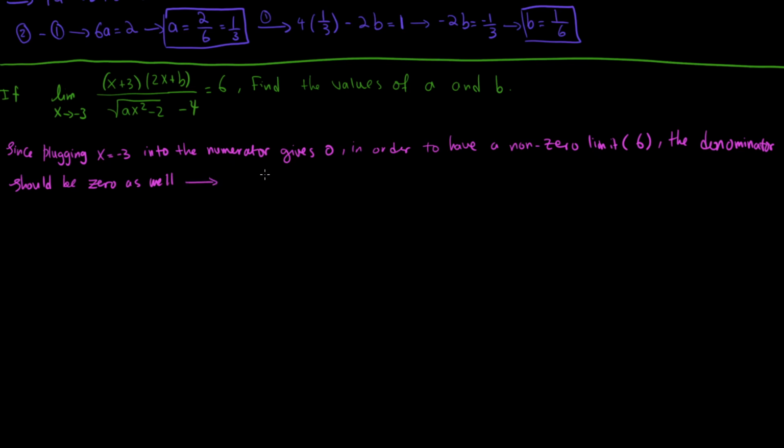So let's plug it in. So we get square root of a times minus 3 squared minus 2 minus 4. This should be equal to 0. And that already gives you an equation for a that you can solve. So this gives you the square root of 9a minus 2 is equal to 4. And that means 9a minus 2, I can just square both sides, is equal to 16. So 9a is 18. So a is just equal to 2.